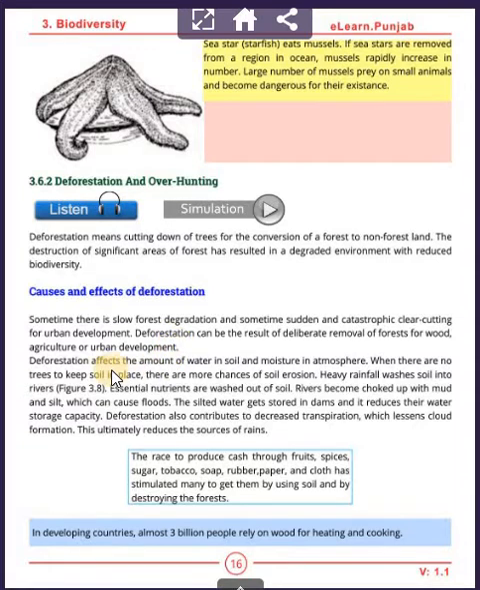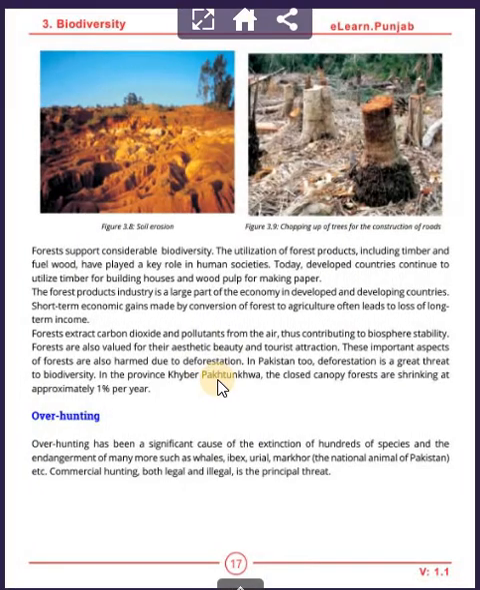Now, what are the effects that deforestation is causing on the people? Water in soil and moisture in the atmosphere are mainly affected by it. When there are no trees to keep the soil in place, there are more chances of soil erosion. If there is heavy rainfall, it washes the soil into rivers and causes flooding. The essential nutrients are being removed from the soil. Rivers become choked up with mud and silt, which can definitely cause floods. So these are some of the main effects of deforestation.